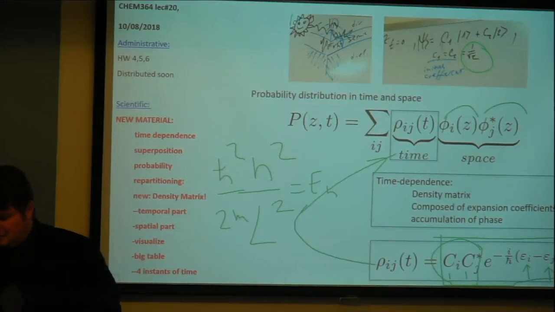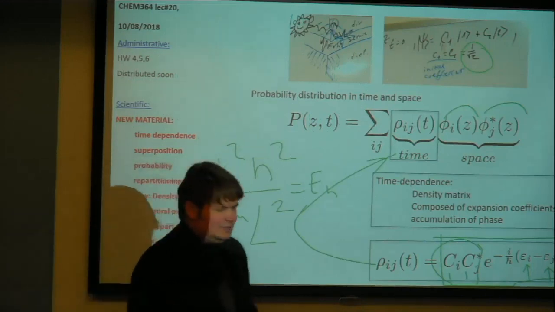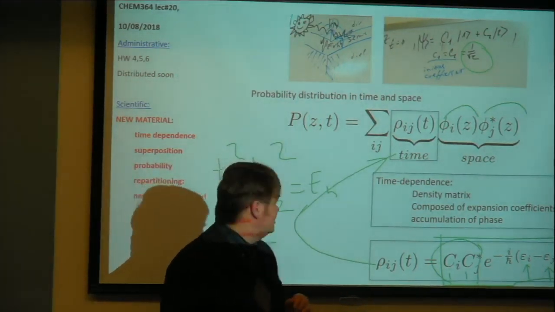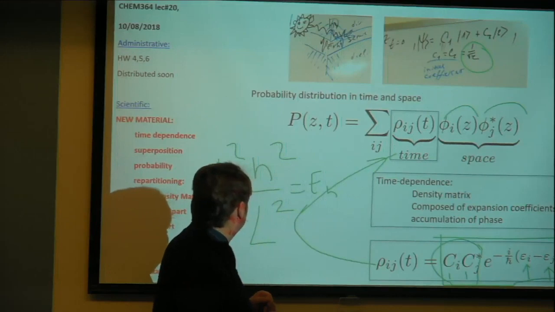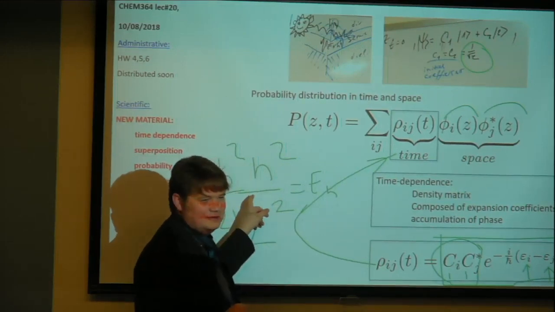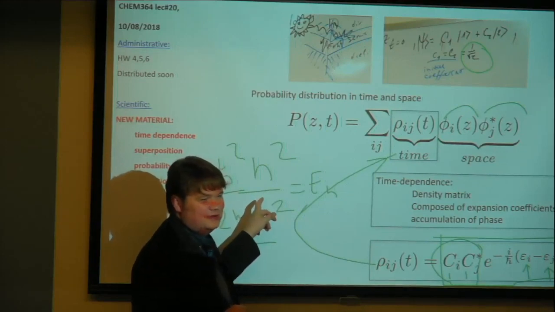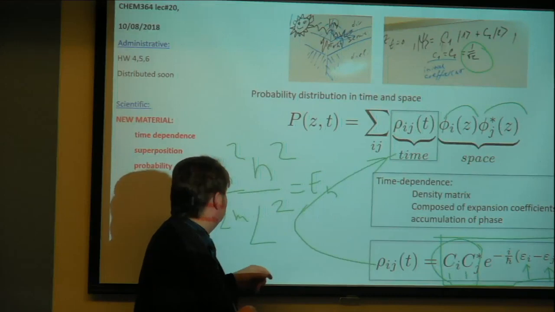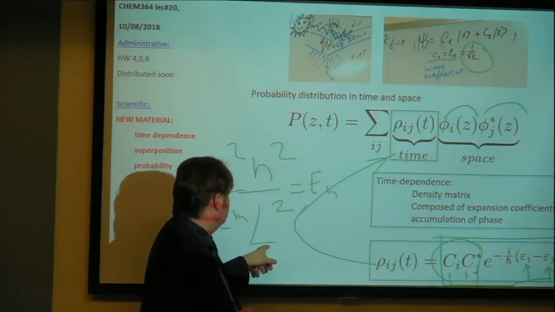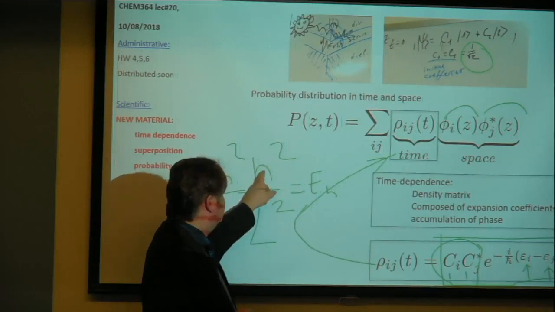Next year probably this will be a right place to make a little quiz to remember this equation, okay? Which I have no doubt you are going to do. Right? So energy of a state is inversely proportional to the size of the box squared and proportional to the number of the state squared.